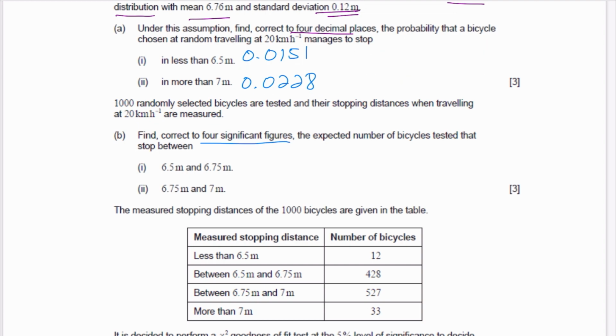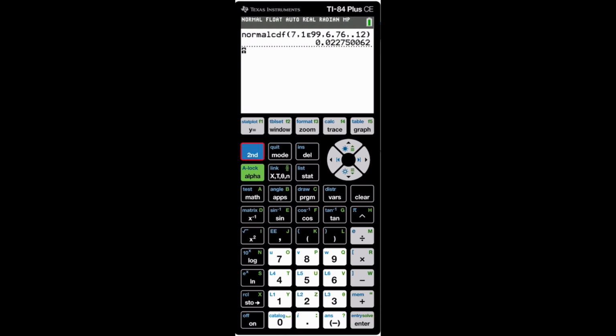Okay, so we're going to go back to the calculator and we're going to find the probability, but because it says expected number of bicycles, we're going to have to find expected value by multiplying n, which is 1,000, times the probability. This formula is in your formula packet to figure out expected values. So let's go back to the calculator. Second vars, option 2, normal CDF. In this case, our lower bound is 6.5, our upper bound is 6.75. The mean and the standard deviation haven't changed.